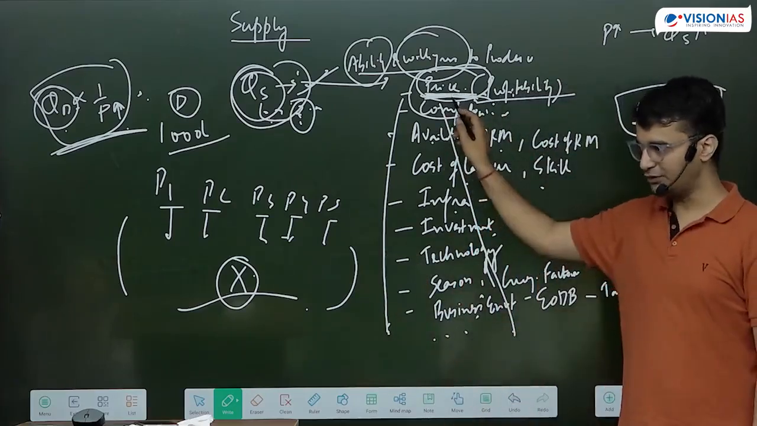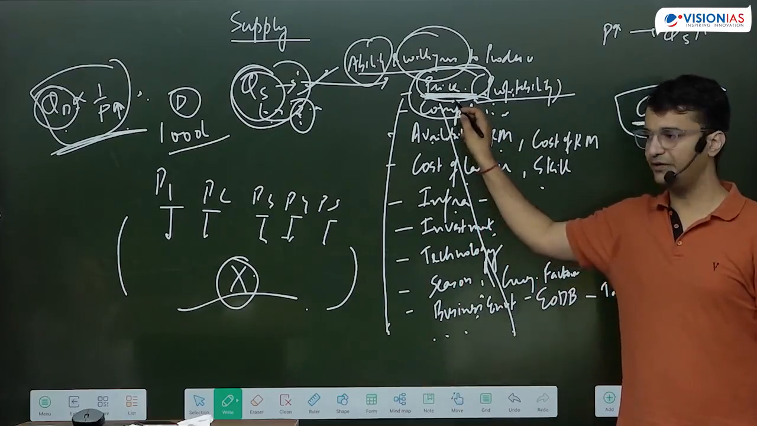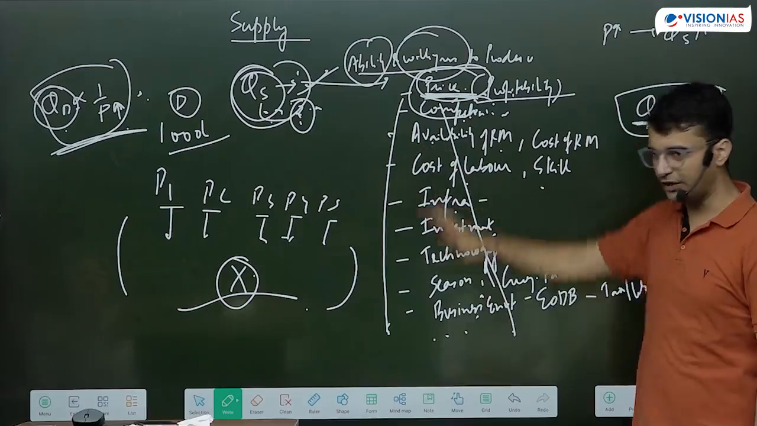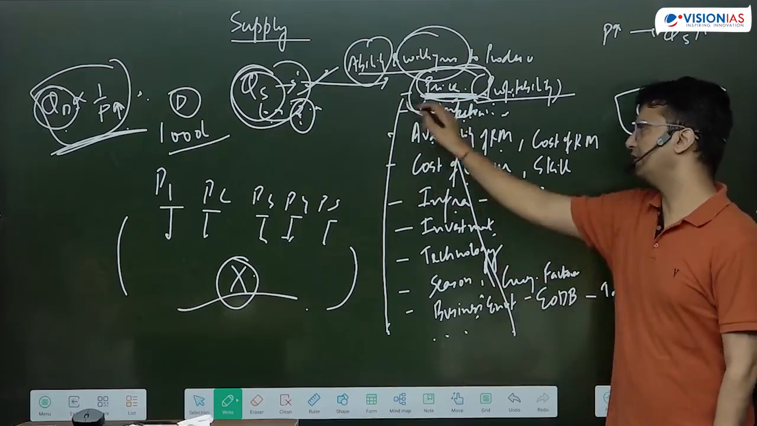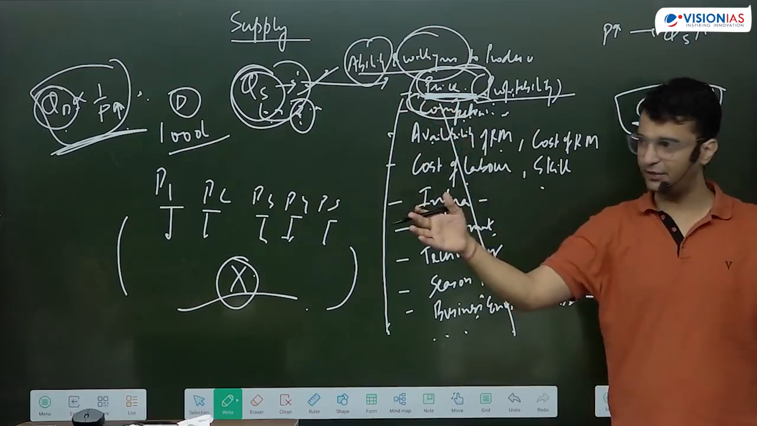We'll write down about price also. The price of the item determines how much quantity will be produced. Apart from price, let's quickly look at other factors. Competition, क्योंकि competition directly price को determine करे. ज़्यादा producers होंगे तो competition ज़्यादा होगा.